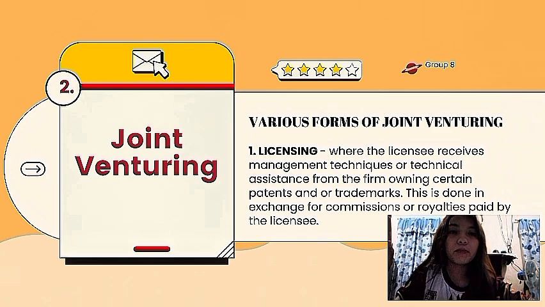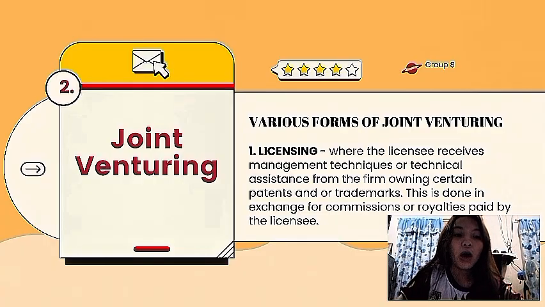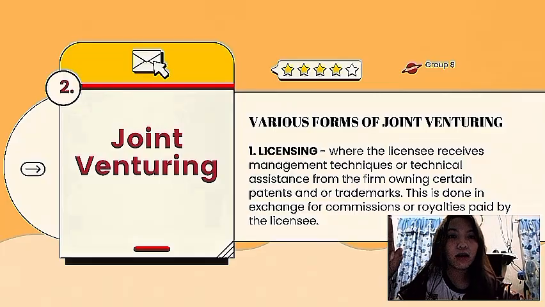Another example is tech companies licensing software to foreign firms, allowing them to sell and distribute the software in their country while paying royalties to the original company. In short, licensing is a smart way for a business to expand without high risk. But some companies take it further and invest even more in partnership through other forms of joint venturing. Let's take a look at how it works next.